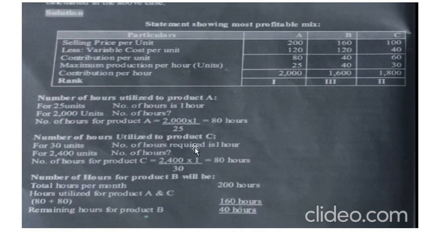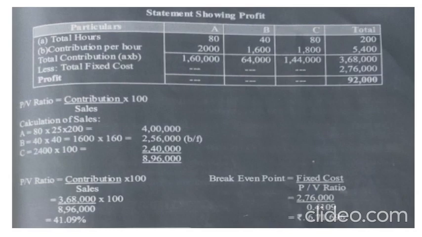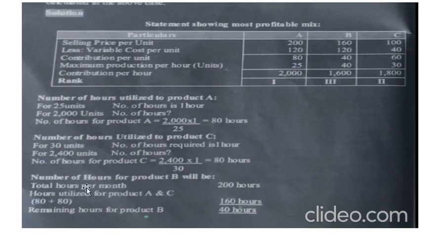So number of hours utilized to produce product C. For 30 units, if 1 hour is required, then for 2400 units, which is the maximum demand for the month for C, the calculation is 2400 into 1 divided by 30, which will give you 80 hours. Now, as we have told, in a month only 200 hours is the maximum limit and there is no increase in it. 80 is utilized by A and the other 80 is utilized by C.